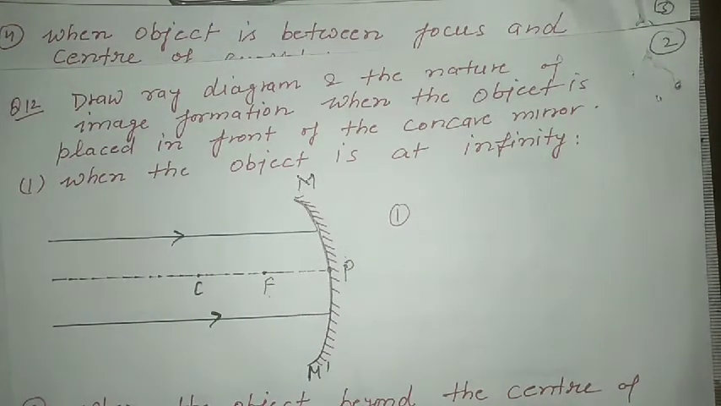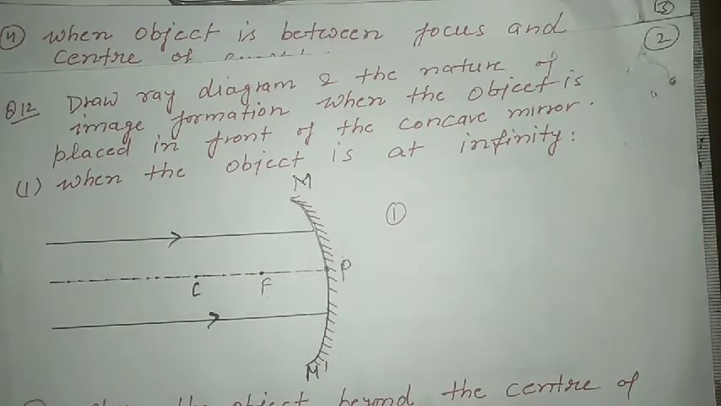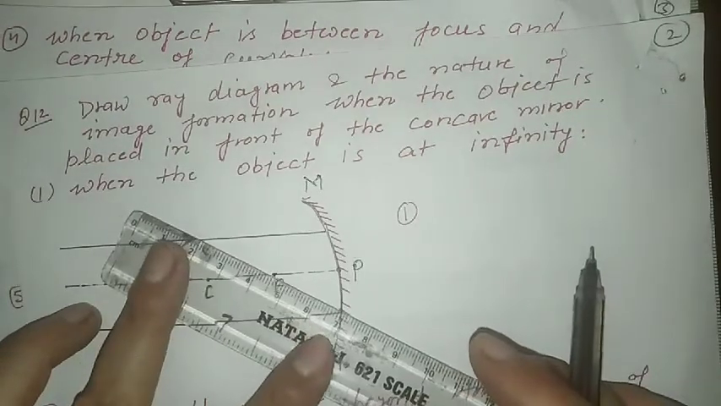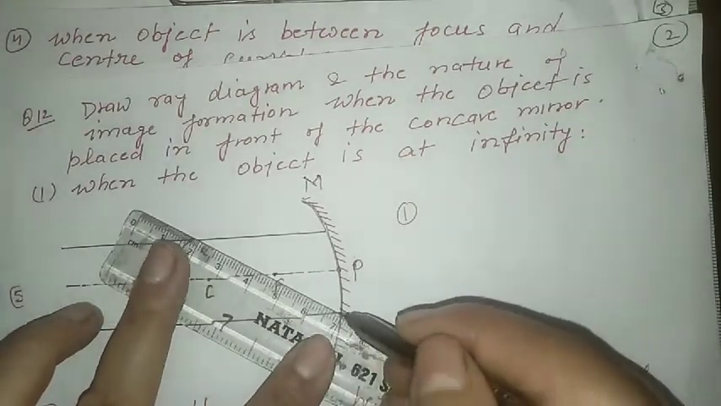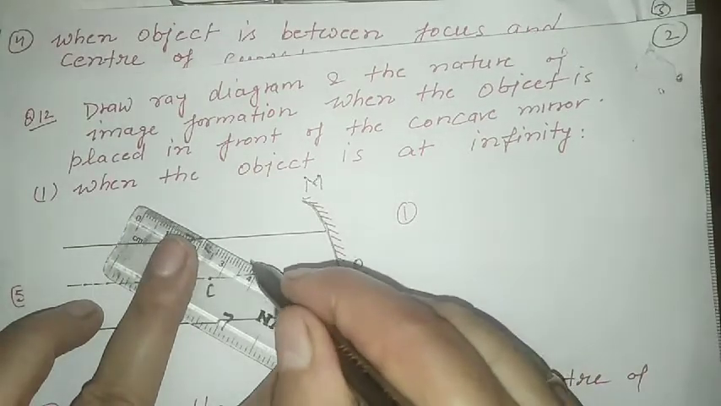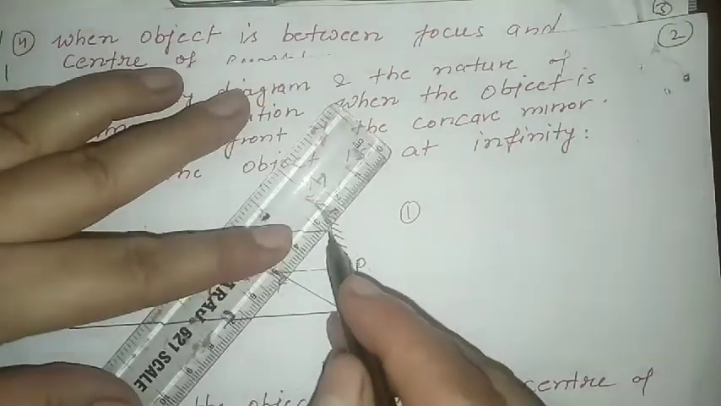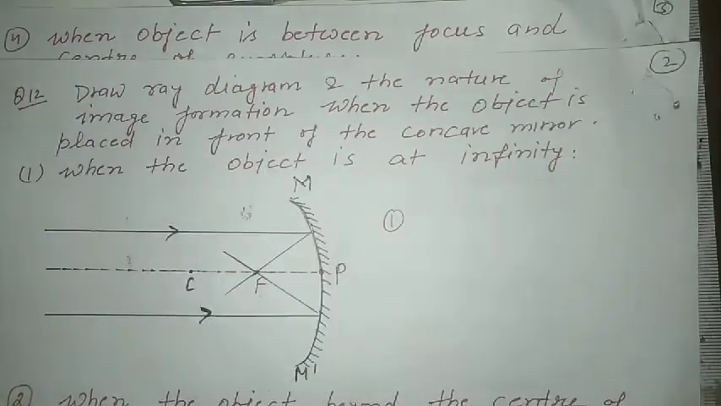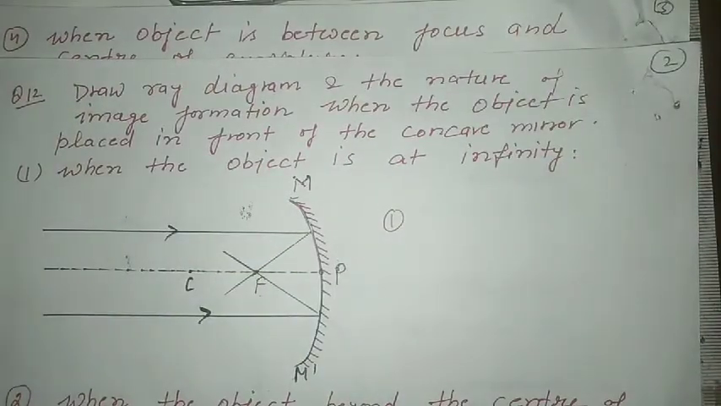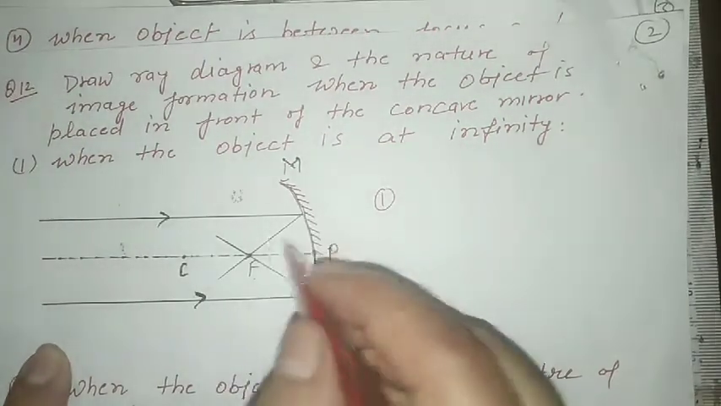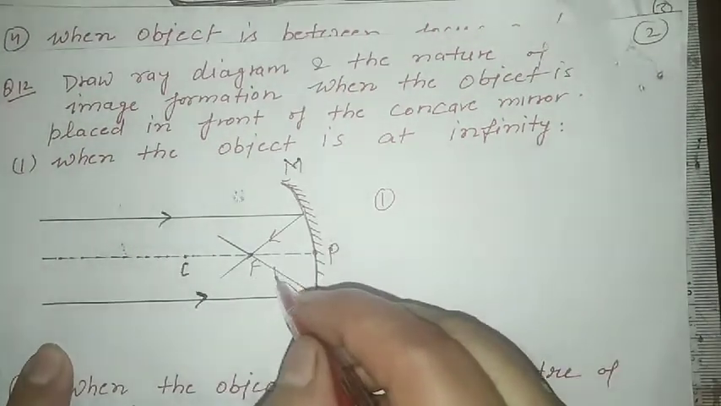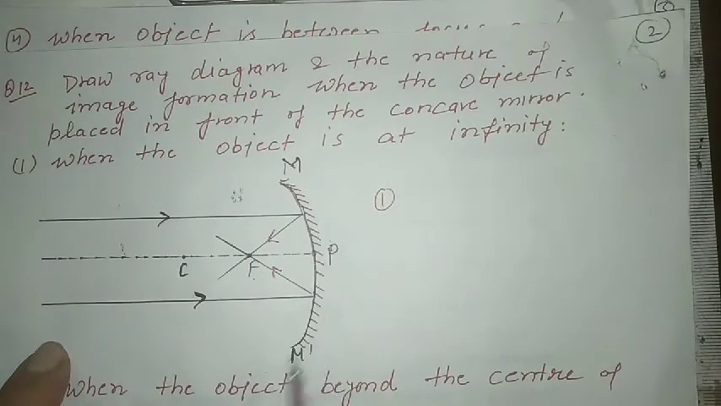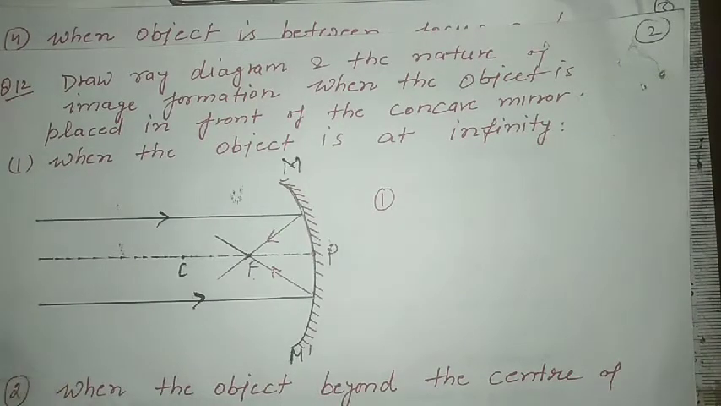Now according to the first rule, the rays which are coming parallel to the principal axis, after reflection they will pass through the focus like this. They will pass through the focus like this. So here the arrow we will put here, these are going, and this is the direction after the reflection from the concave mirror. So this is the first image.